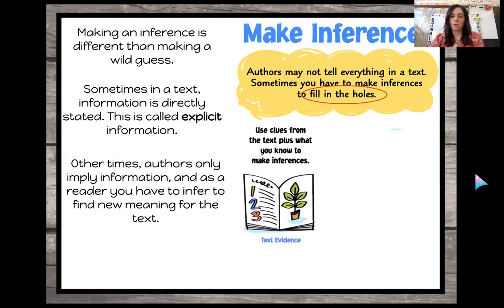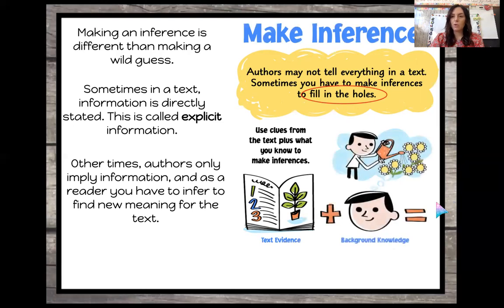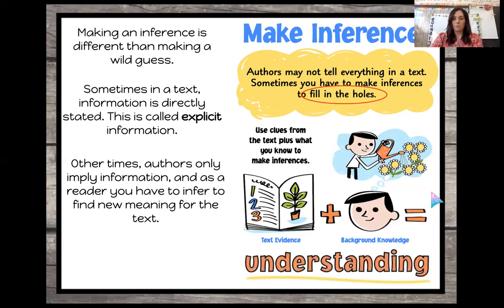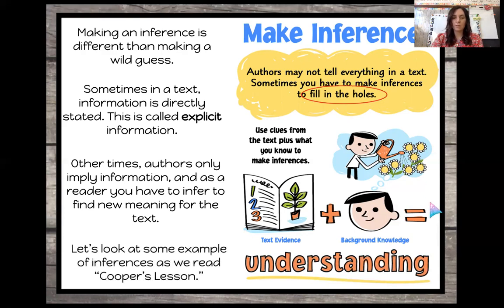So for example, if you have a book and it's about plants, that would be your text evidence. Anything that is directly stated in the book is the text evidence. Then you combine that with what you already know. That's called your background knowledge. For example, you might think to yourself, I know that flowers need water to grow. That would allow you to make an inference and come to a new understanding of the text. So let's look at some examples of inferences as we read Cooper's Lesson.